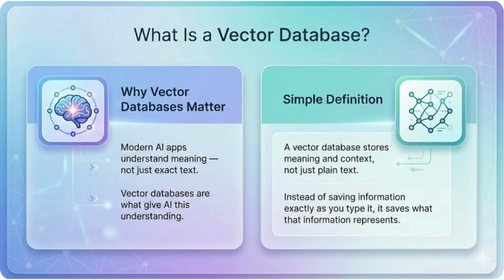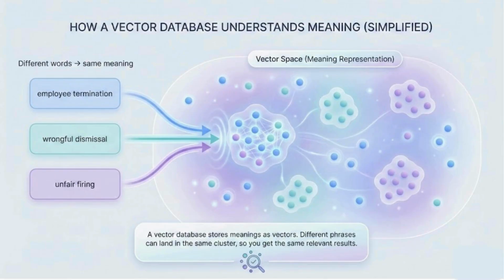Now let's talk about vector databases, because this is where modern AI apps get their understanding from. A vector database stores meaning and context, not just plain text. Instead of saving information exactly the way you type it, it saves what that information represents.